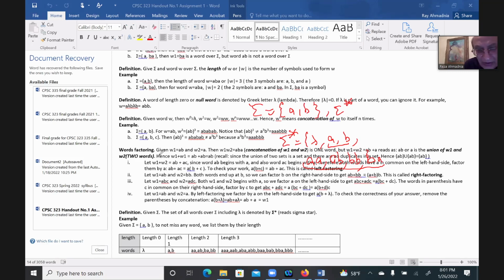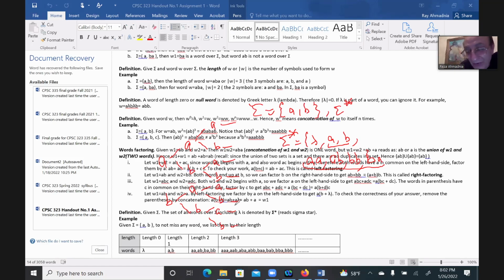So this is how you do it. Either the first letter is A or the first letter is B. If the first letter is A, the second one is either A or B. If the first letter is B, the second one is either A or B. Now, if the first one is A and the second one is A, the last one is either A or B. If the first is A and the second is B, the third is A or B. So how many words of length 3 do we have? 1, 2, 3, 4, 5, 6, 7, and then 8.